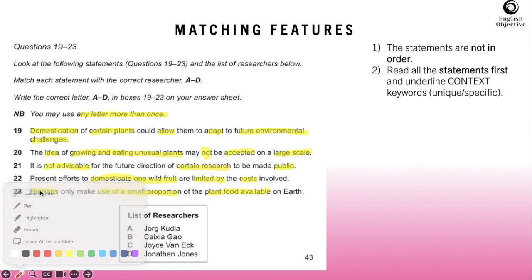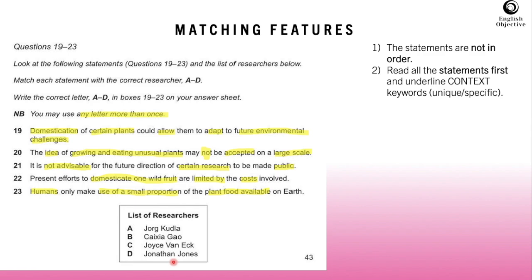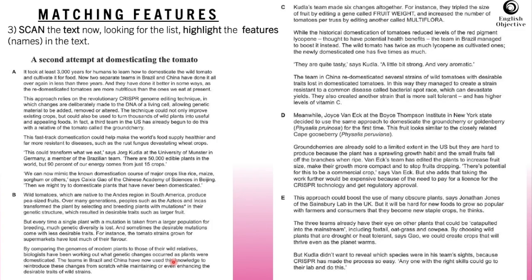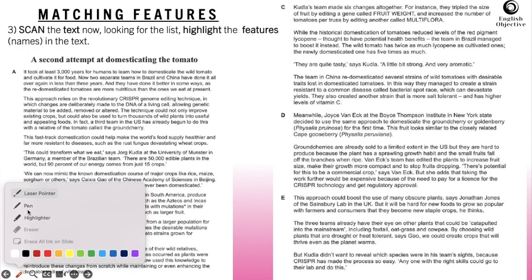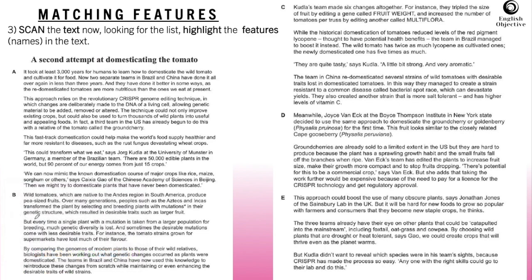So now I'm going to pay attention to the box. I've got different names and I now have to find the names in the text. So I'm going to scan it, looking for the names, and I'm just going to highlight the features, so the names in the text. This means I'm not going to read. Scanning is looking for names without reading. So let's begin.